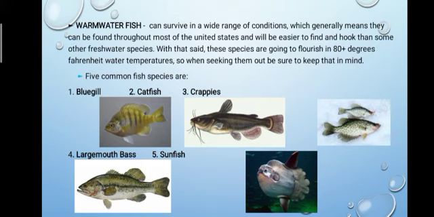The fourth common warm water fish species is the largemouth bass. It is a carnivorous freshwater game fish in the Centrarchidae family, a species of black bass native to the eastern and central United States, southeastern Canada, and northern Mexico, but widely introduced elsewhere.